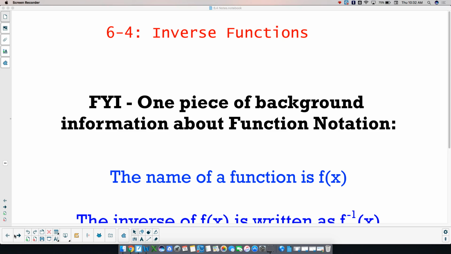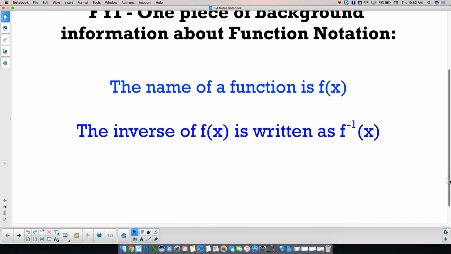One piece of background information about function notation: the name of the function is f of x. Everybody agrees with that. We've seen that many, many times before. Today we're going to talk about the inverse of f, and that's how it is written right here. This is how we write the inverse of f.